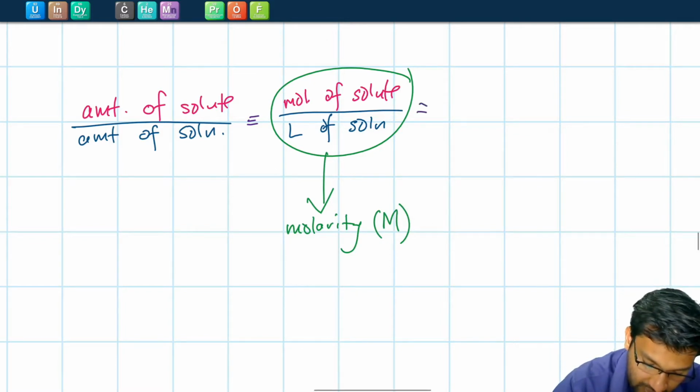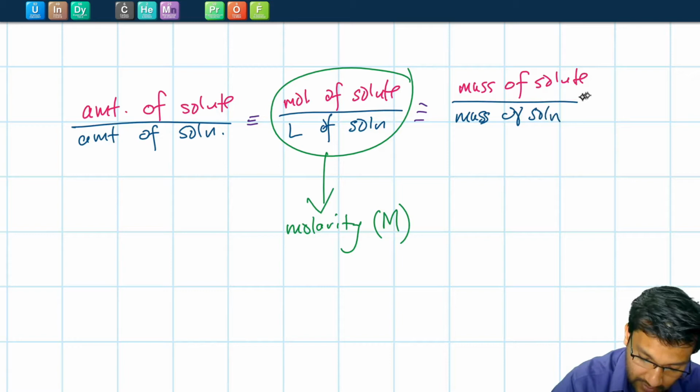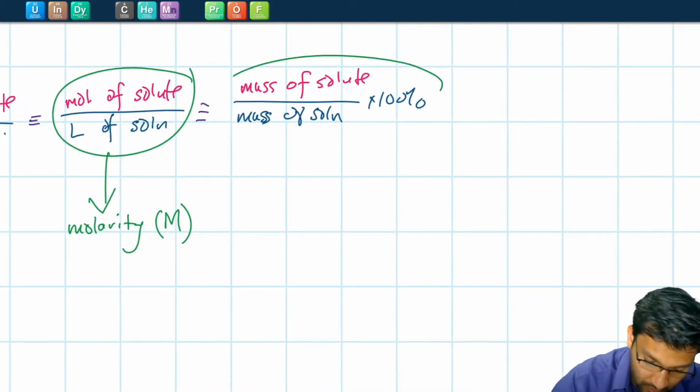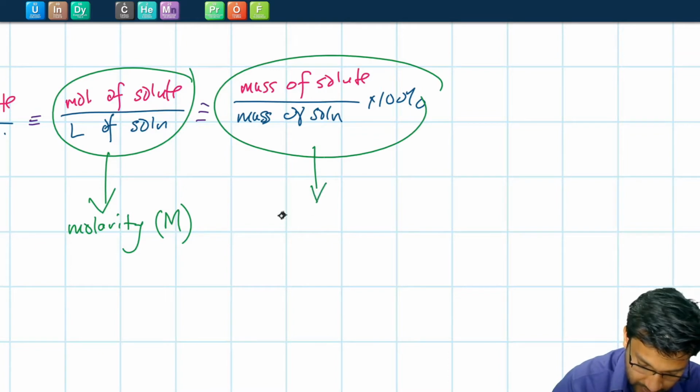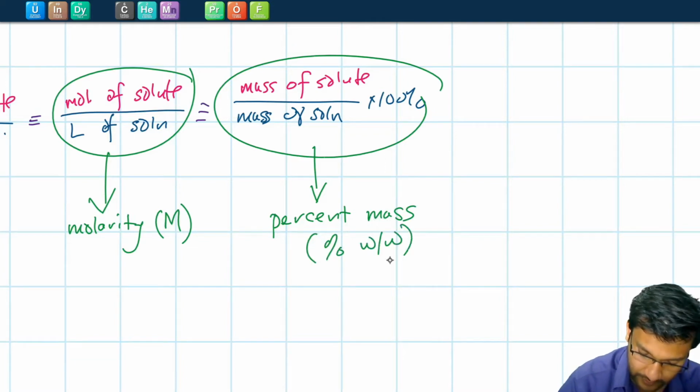However, if we use for an amount of solute, mass of solute divided by mass of solution times 100%, we get what we call the percent mass, sometimes given as percent W over W.